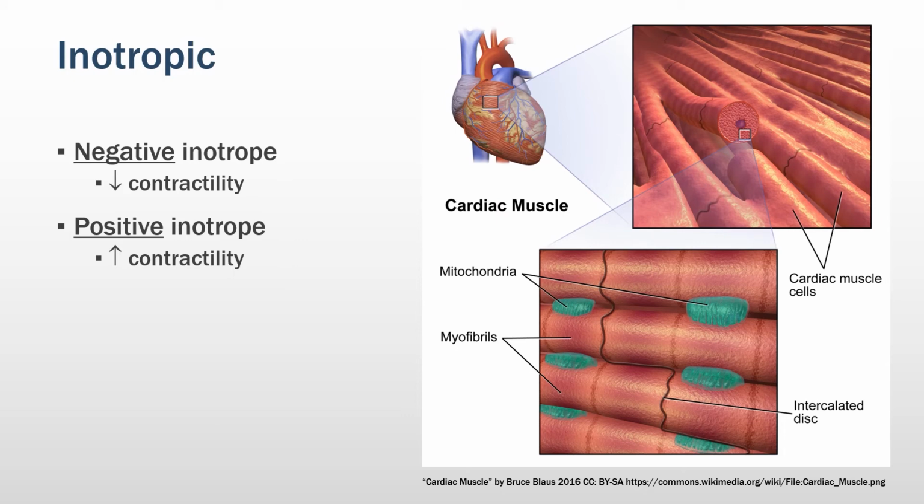Inotropic refers to the contractility of the heart. This is independent of the left ventricular end diastolic pressure or preload and reflects the heart's inherent ability to contract. An example of a positive inotrope would be digoxin, which increases contraction via increasing intracellular calcium. A negative inotrope would be a beta blocker, such as metoprolol.